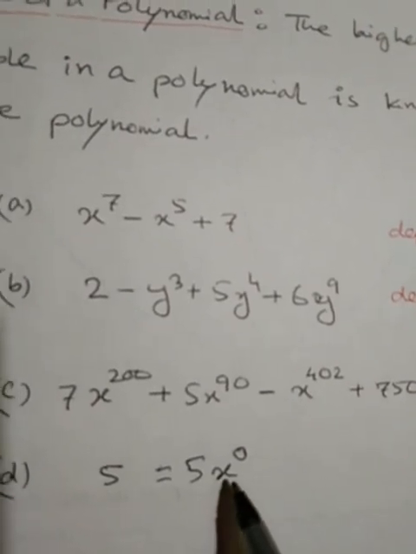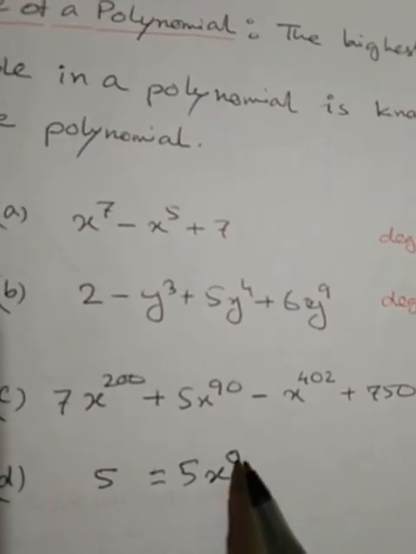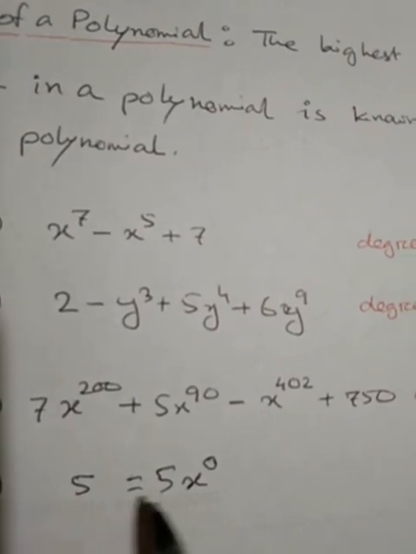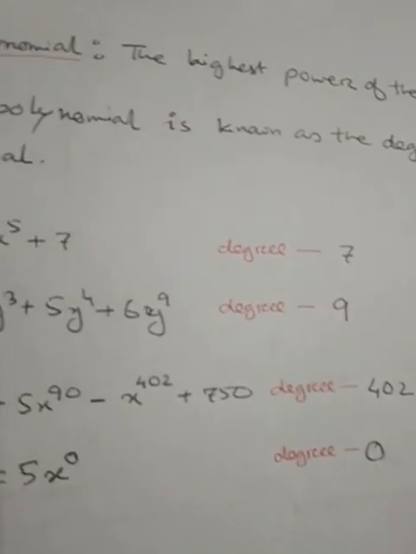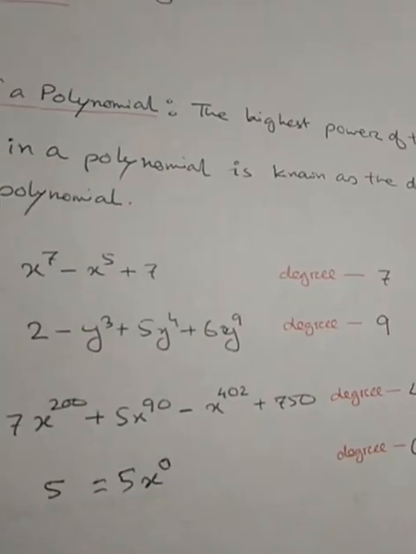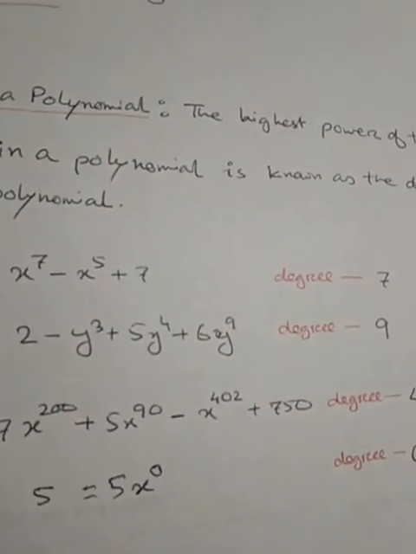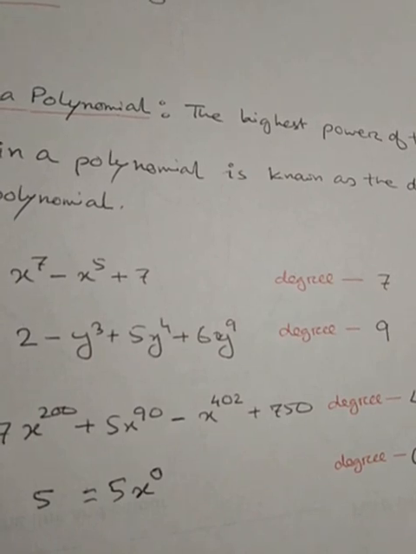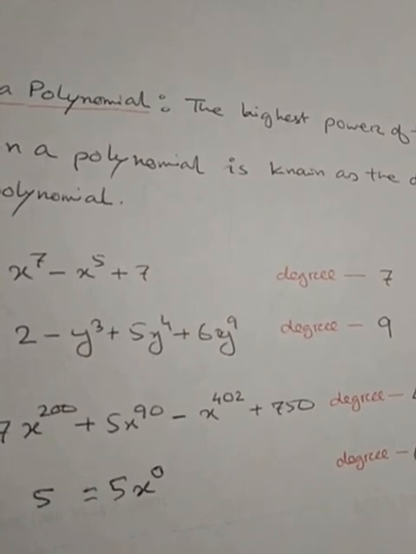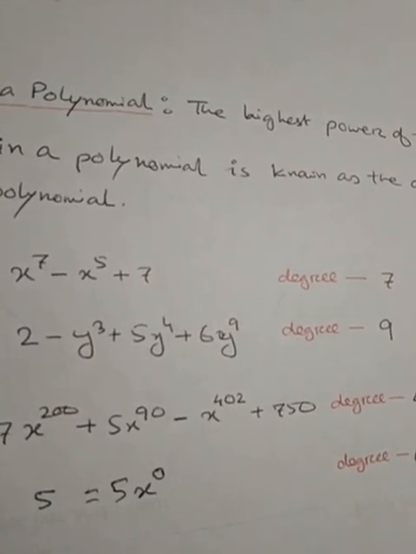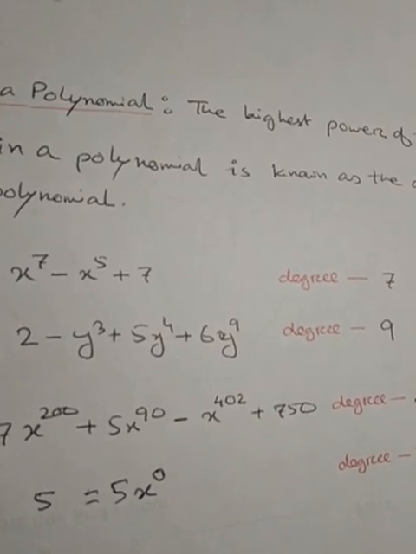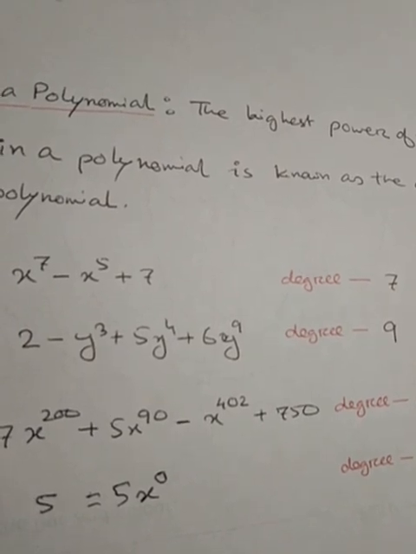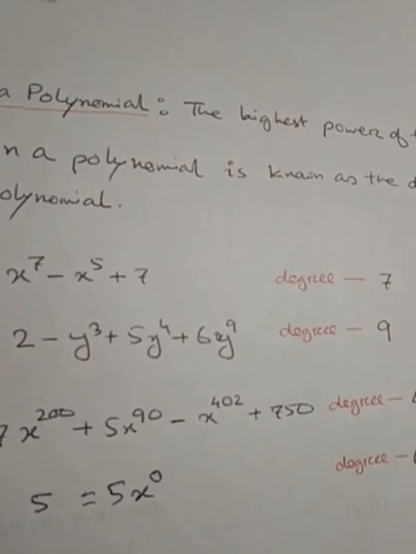So the highest exponent or highest power is 0. So that is why the degree of a constant polynomial is always 0. Depending upon the degree of a polynomial, again they have different classifications, and those are linear polynomial, quadratic polynomial, cubic polynomial, and so on.